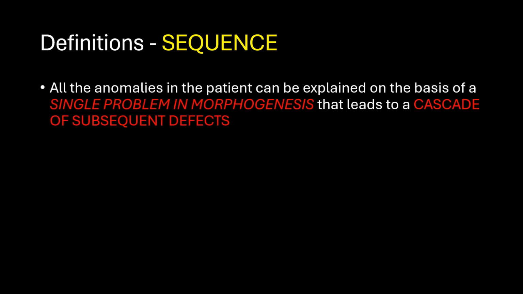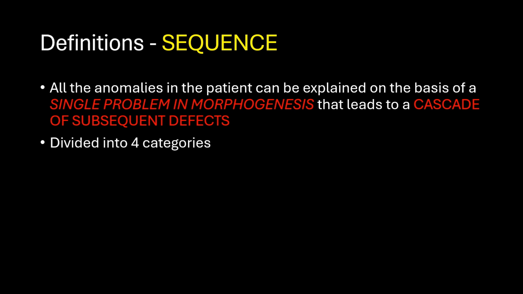So coming to the definition of sequence, what is a sequence? Sequence refers to the condition in which all the anomalies in the patient can be explained on the basis of a single problem in morphogenesis that leads to a cascade of subsequent defects. That means we call it a sequence when there are multiple problems present in the patient, but all the multiple problems have started from a single problem in morphogenesis initially, and that single problem by a cascading effect has led to the development of all these subsequent defects. So we need to understand that.